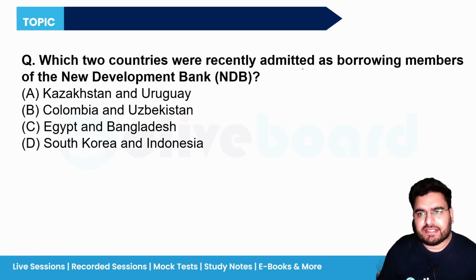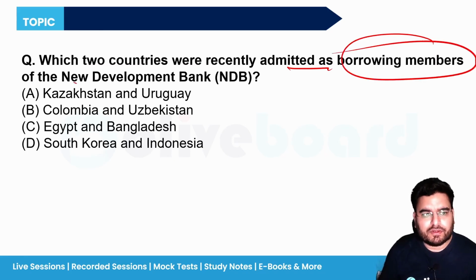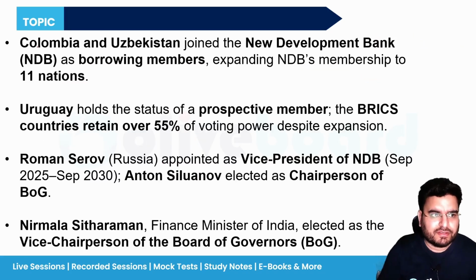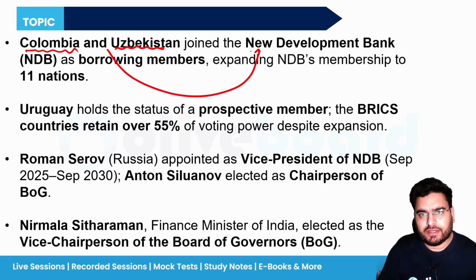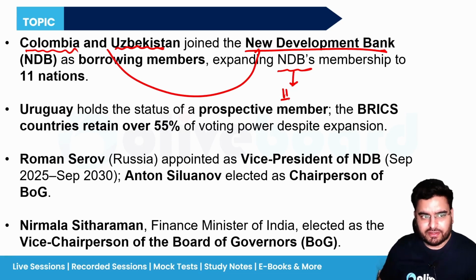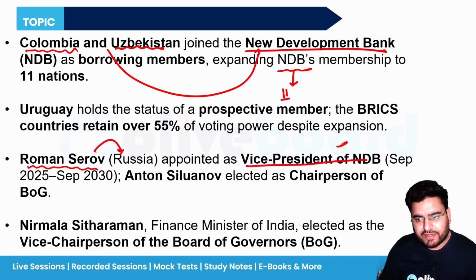Which two countries were recently admitted as borrowing members to the New Development Bank? We'll see the news, then we'll see the answer. So first is Colombia and Uzbekistan. They have joined the New Development Bank as borrowing members. Now NDB has a total of how many members? 11. Got it? So please remember this thing. And Roman Serov from Russia has been appointed as the vice president of NDB, right? So please remember this thing.